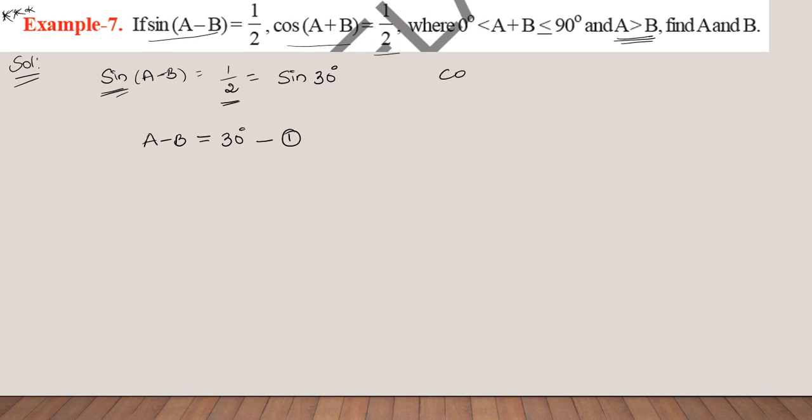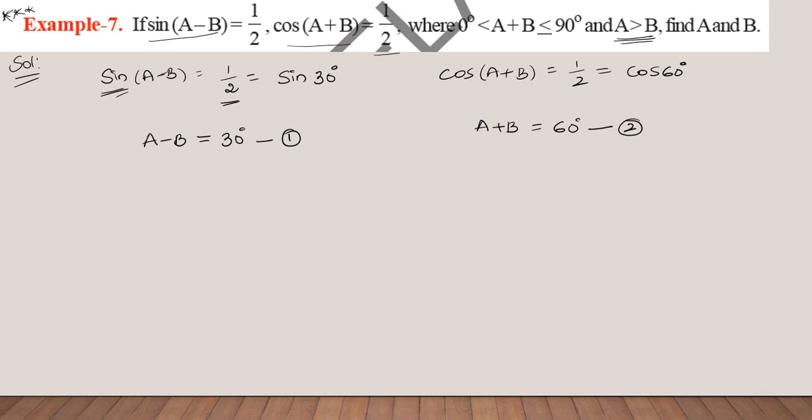Next, moving on to the second equation. What he has given is cos of a plus b is equal to half. So in cos, at which angle are we going to get half? It is nothing but cos 60 degrees. So on comparison, we are going to get a plus b is equal to 60 degrees. So let this be equation number 2.